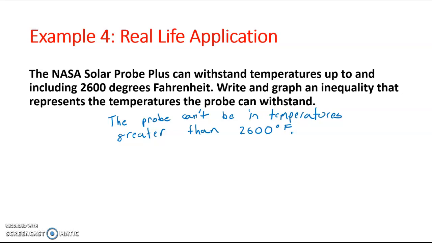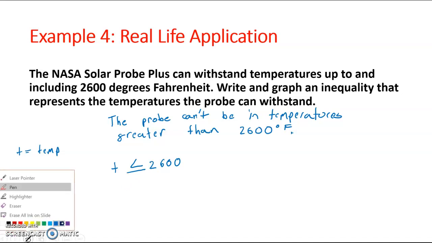So for my inequality, I'm going to use T for temperature. So the temperature that the probe can withstand, T, and then I'm going to compare it. So 2,600 is going to be the max. So T is going to be less than or equal to 2,600 degrees. Right? That is the highest. Anything below 2,600 degrees, including 2,600 degrees, and that probe is going to be just fine. All right, so we can say this inequality, T is less than or equal to 2,600 degrees. Okay, so now I'm going to graph it.